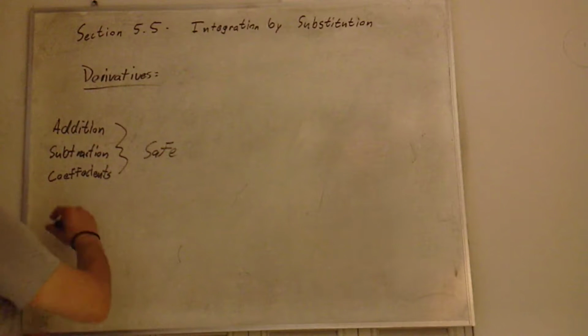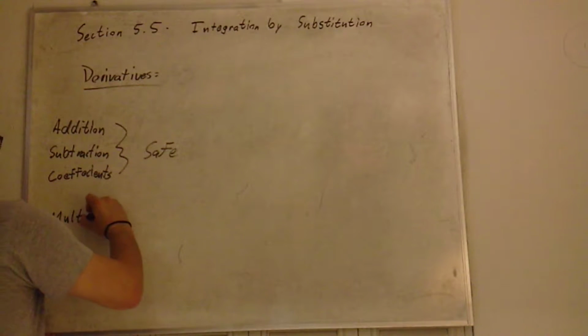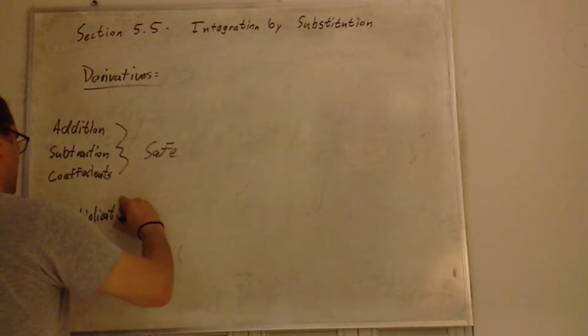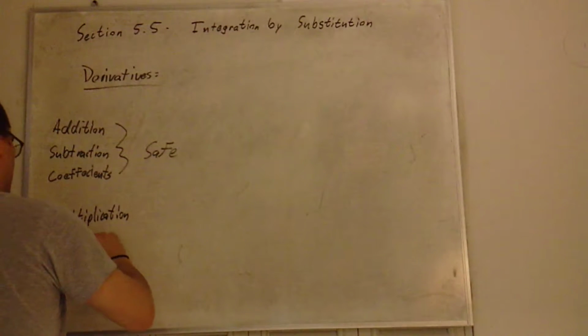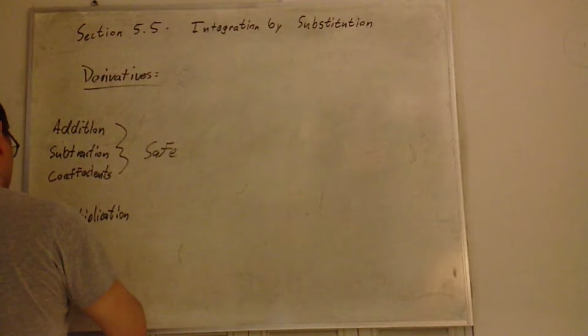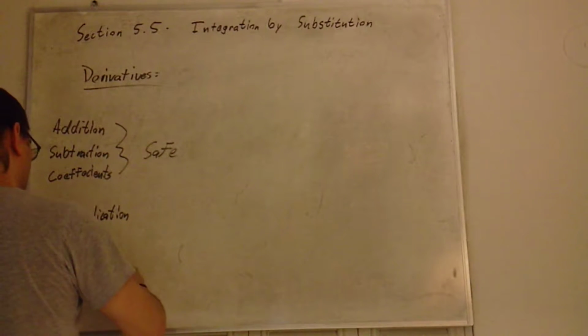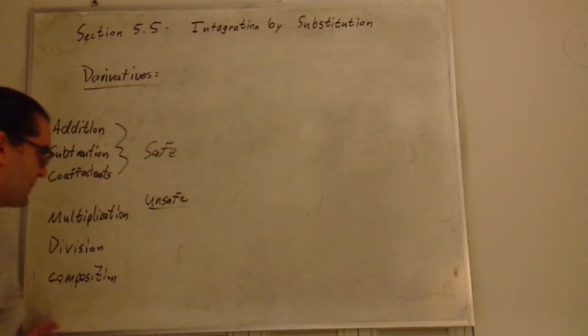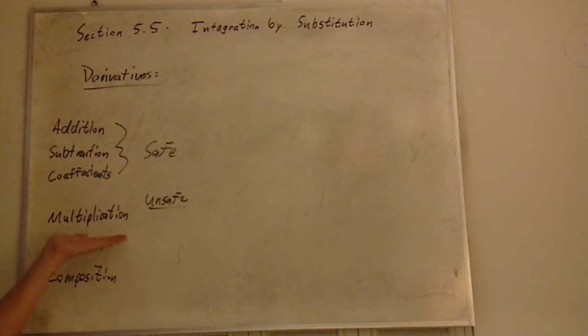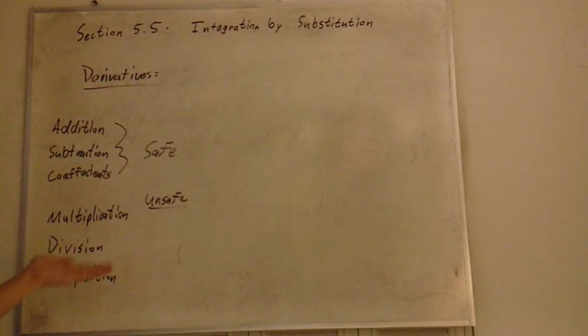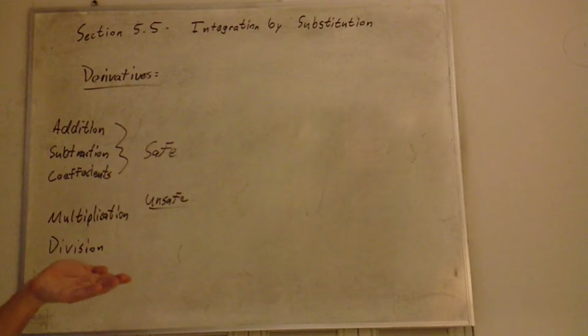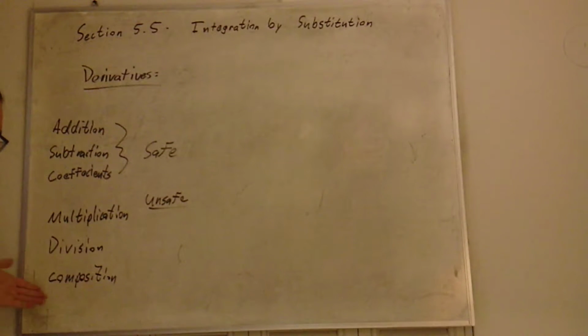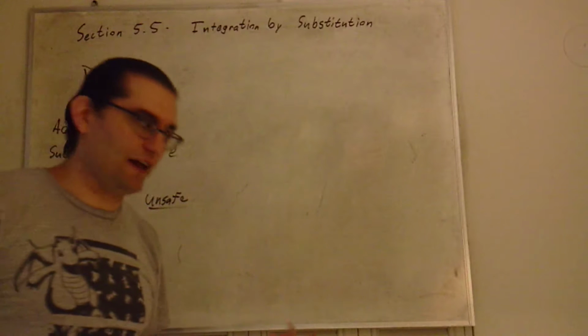They're safe. They're nice. Multiplication, division, and composition are unsafe. If you were trying to take the derivative of a function that was a product of two other functions, or a function that was the quotient of two other functions, or a function that was a composition of two other functions, then things got messy. We could do it, we just had to involve extra steps.